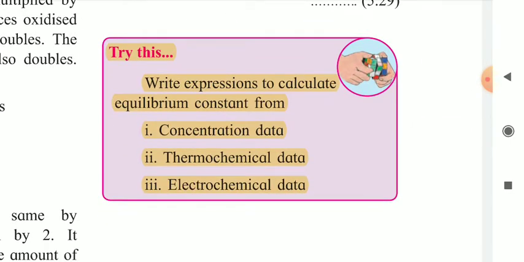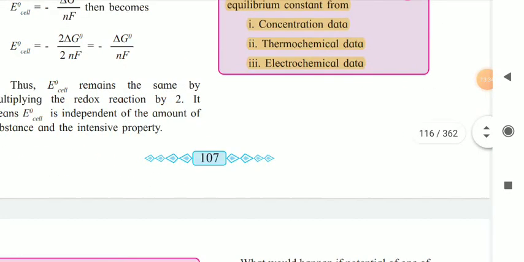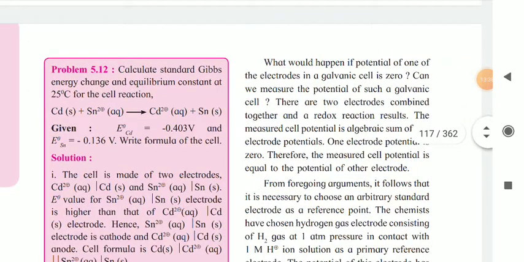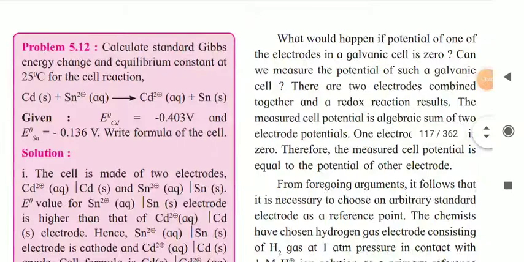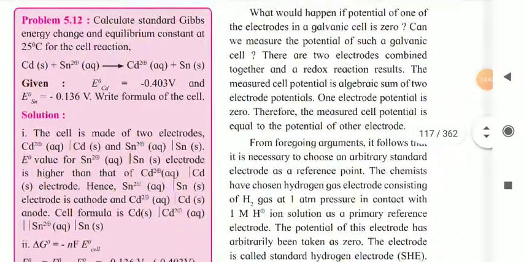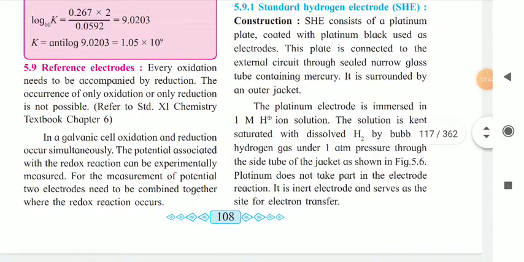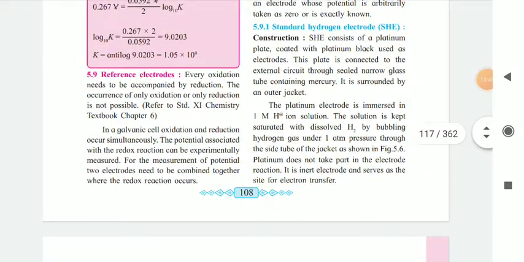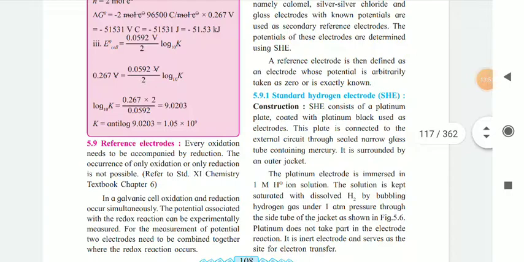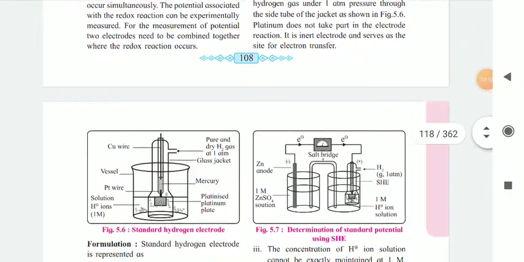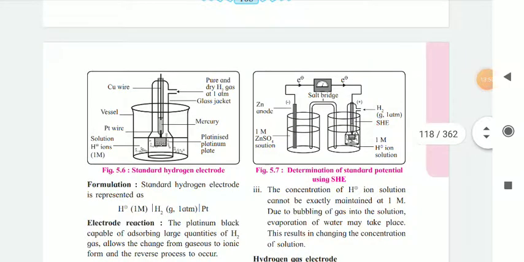So students, this is all the part which we have covered in today's lecture, in continuation with our last lecture. In our next lecture, we will take up the next part of the chapter, the reference electrodes, and in that the first one is the standard hydrogen electrode and the calomel electrode. That part we will see in our next lecture.